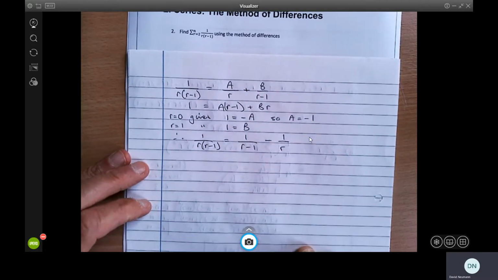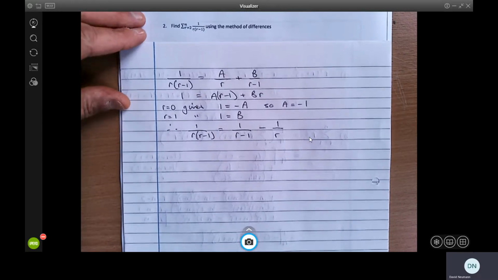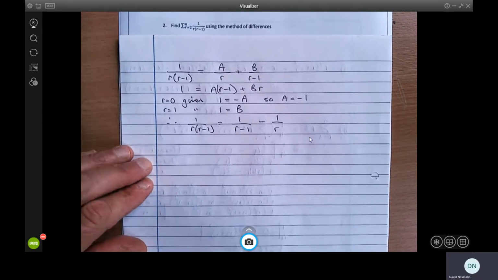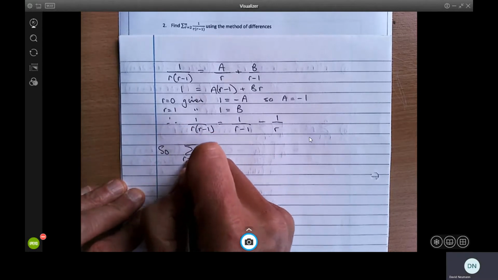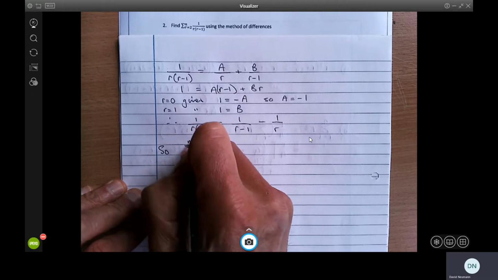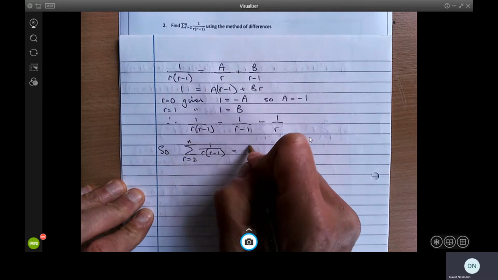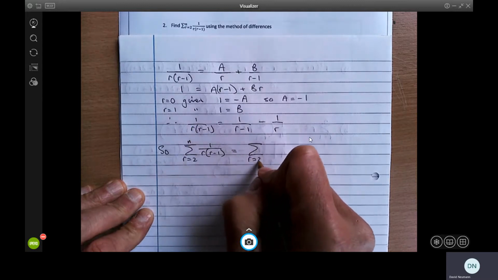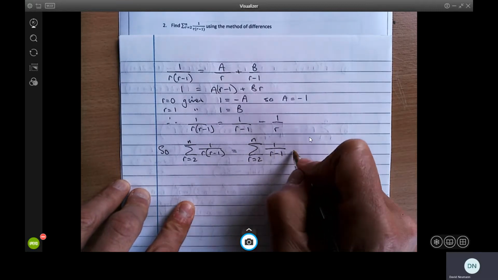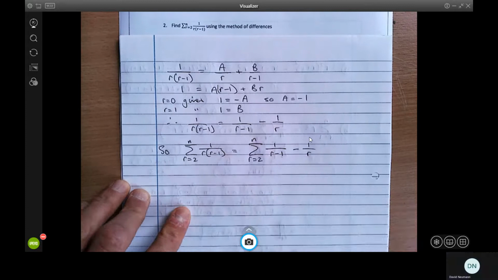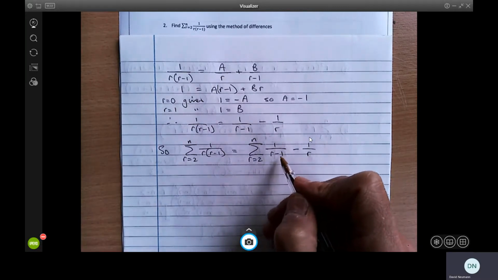Now we're in position to use the method of differences on the series sum. So the sum from r equals 2 to n of 1 over r times r minus 1 is equal to the sum from r equals 2 to n of 1 over r minus 1 minus 1 over r. So we're going to have pairs of terms, and in each pair we're going to have one positive and one negative.